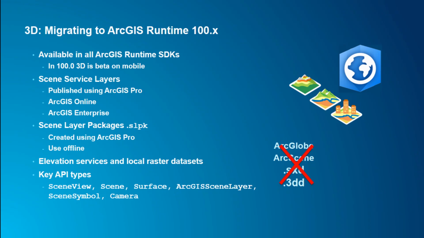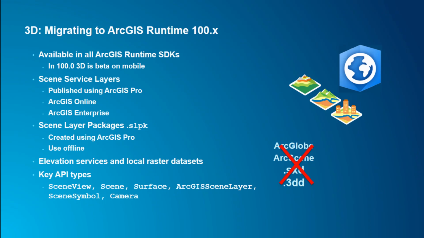Elevation services are supported, so elevation services published to your ArcGIS Enterprise or online, but also local raster data sets are supported for elevation as well. Key API types that you're working with in Runtime 100 for 3D, so the scene view and the scene. So those concepts that we had in the .NET SDK for 10.2.7 and 10.2.6 carry through. You can see the same pattern of map view and map and scene view and scene, so we've tried to keep the same design patterns as we go through there.